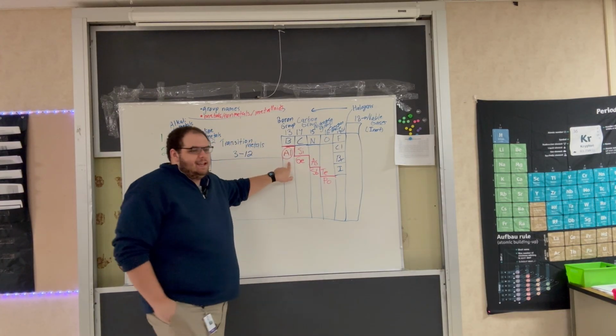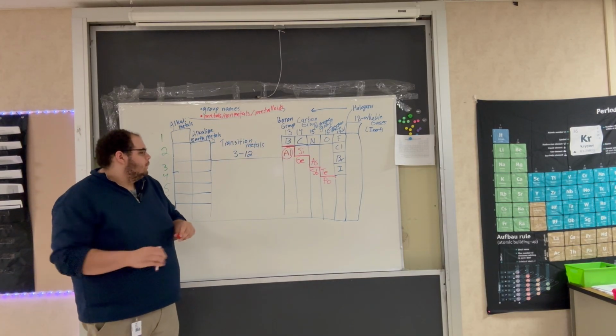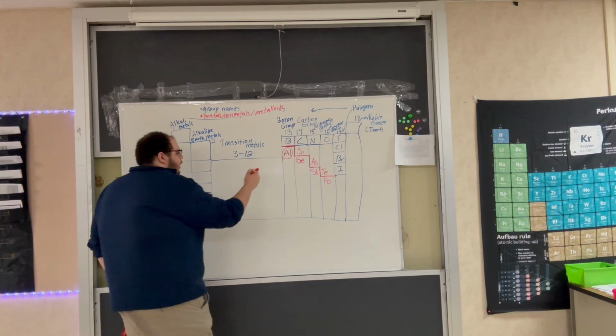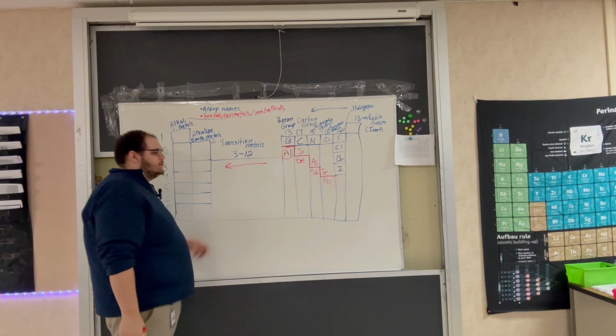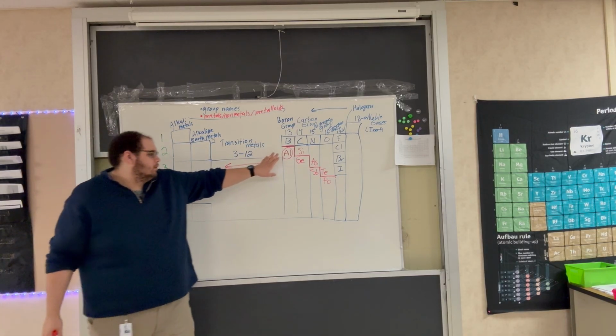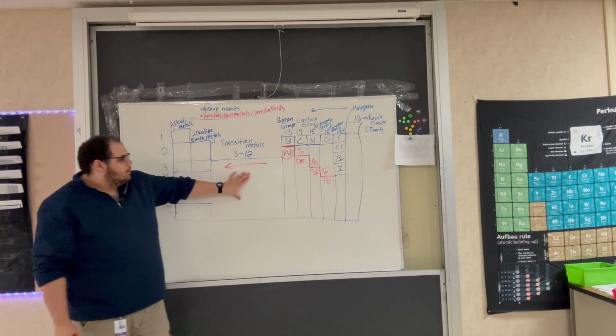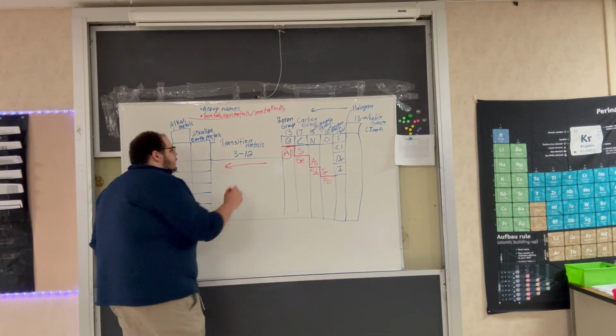Now, that should give you a hint. Everything on this side of the staircase, I'm just writing in the middle because that's where I have room, but it includes all of this stuff too. Anything on this side of the staircase is a metal.